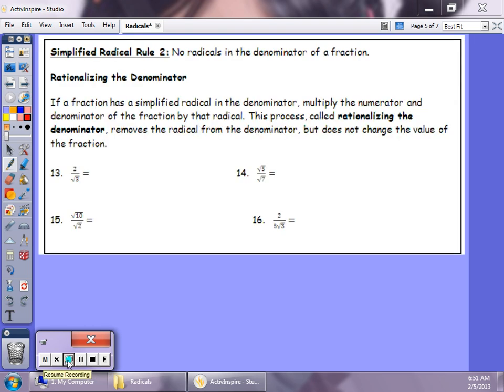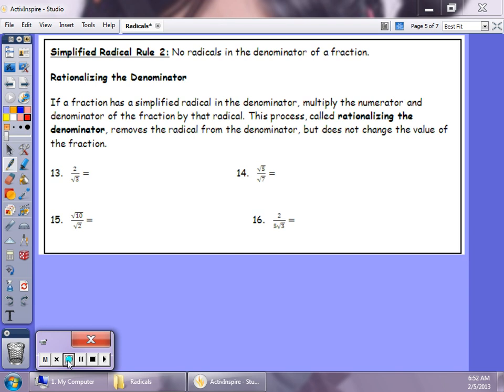When simplifying radicals, sometimes it may have to do what's called rationalizing the denominator. And what this means for our second rule is we can have no radicals in the denominator of a fraction. So if a fraction has a simplified radical in the denominator, we're going to simply multiply the numerator and denominator of the fraction by that radical. And again, this process is called rationalizing the denominator, which allows us to remove the radical from the denominator but does not change the value of the overall fraction.